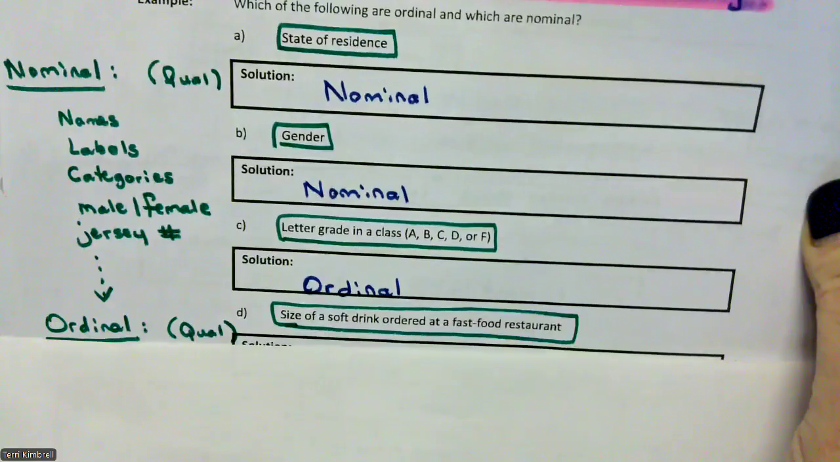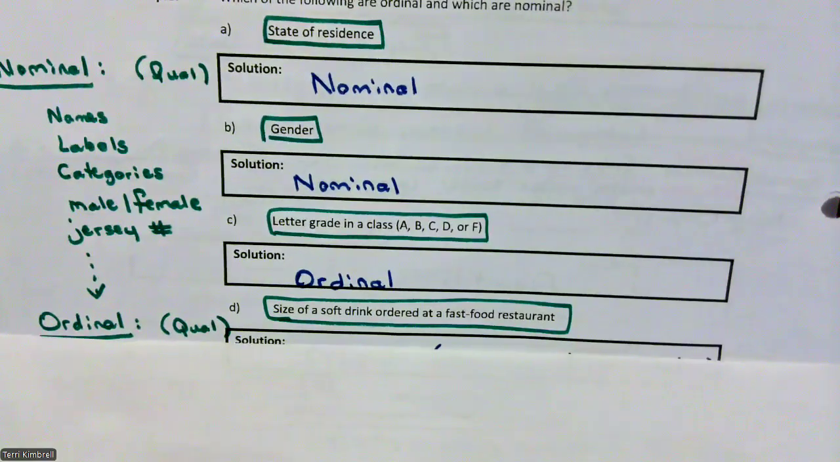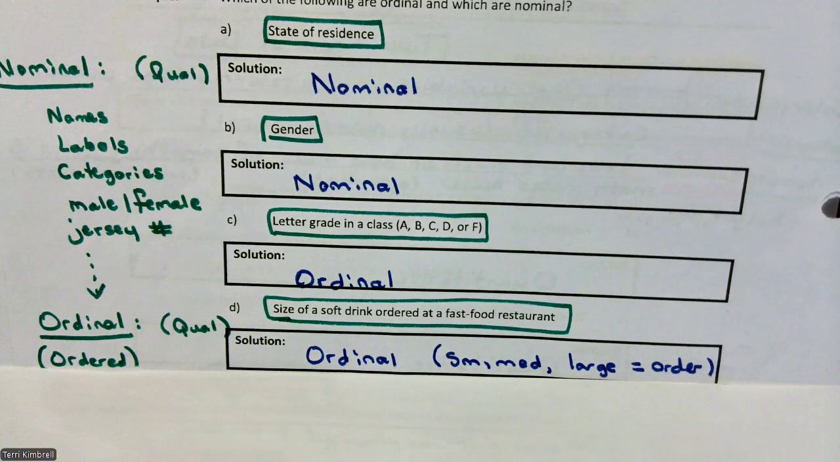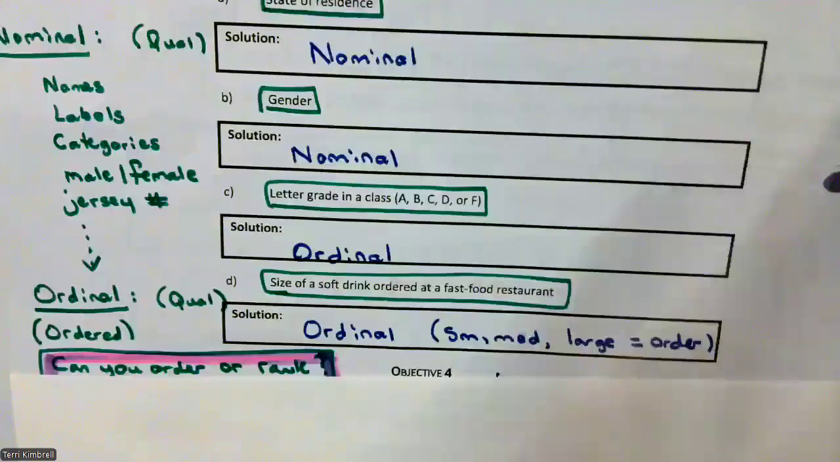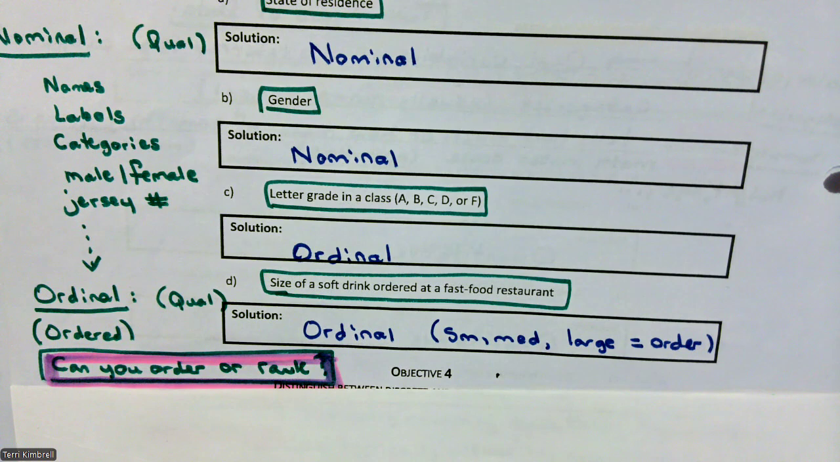The size of a soft drink. Those can also be ordered when you deal with soft drink sizes. So that would be ordinal: small, medium, large. So nominal, again, deals with names, labels, categories, male, female, jersey numbers. Ordinal deals with order. So you ask yourself, can you order or rank it? If you can, it would be considered ordinal.